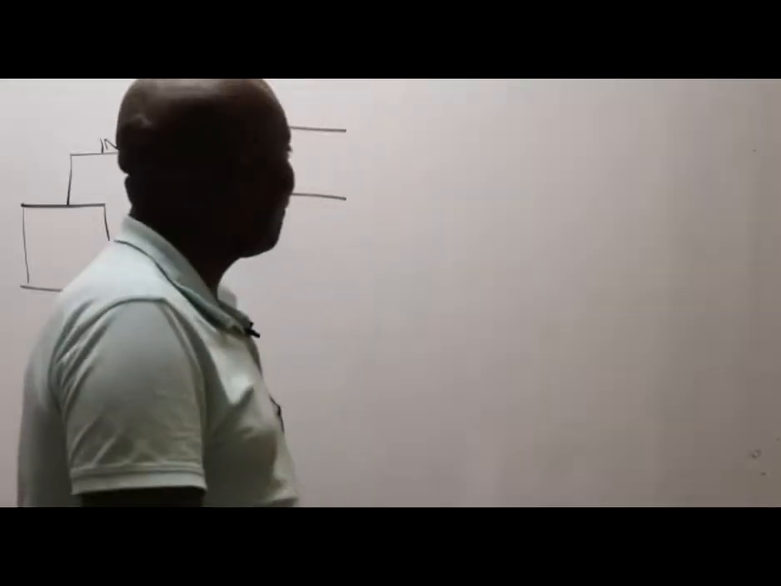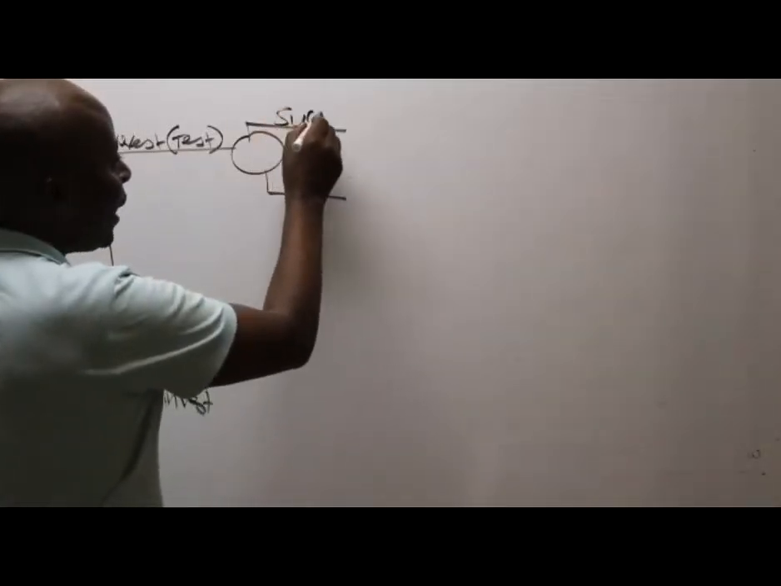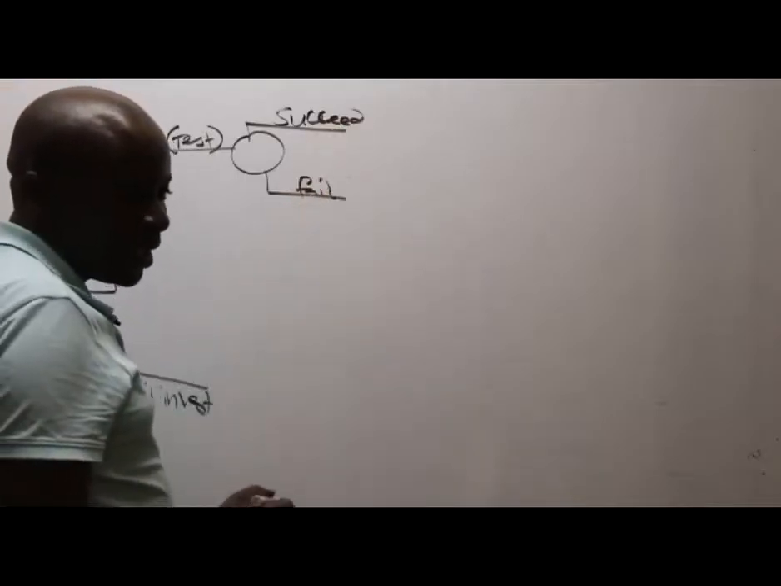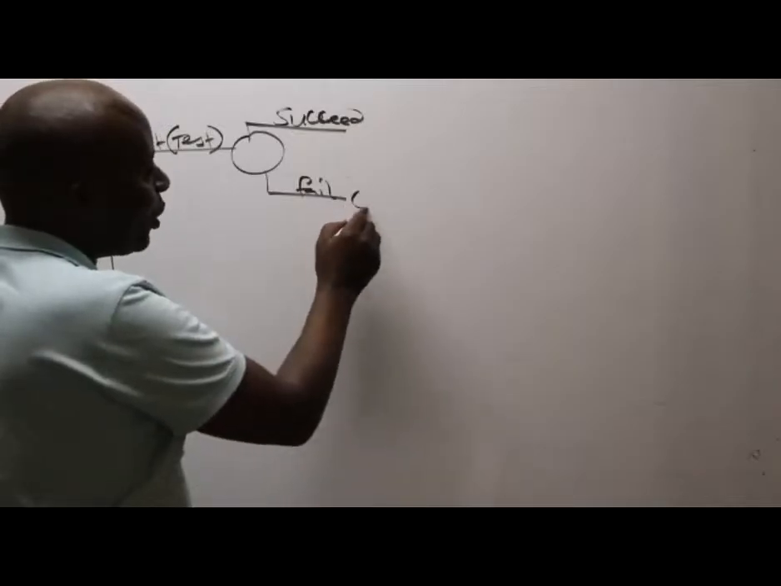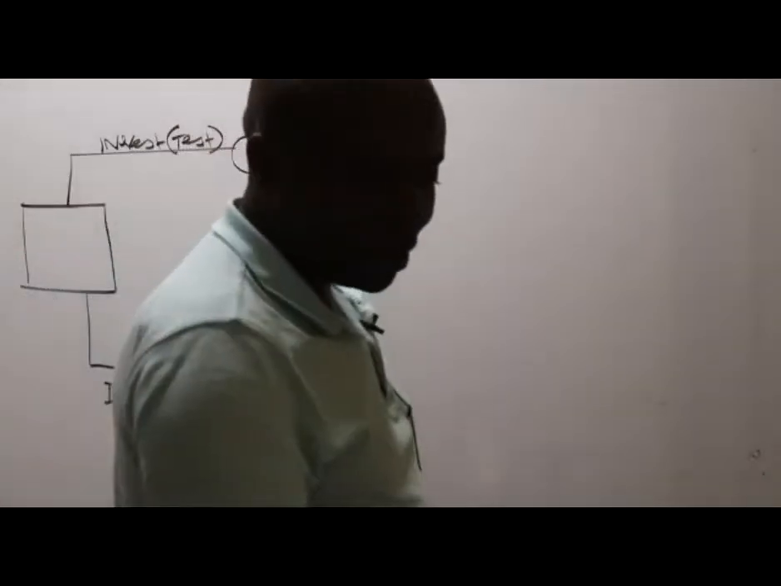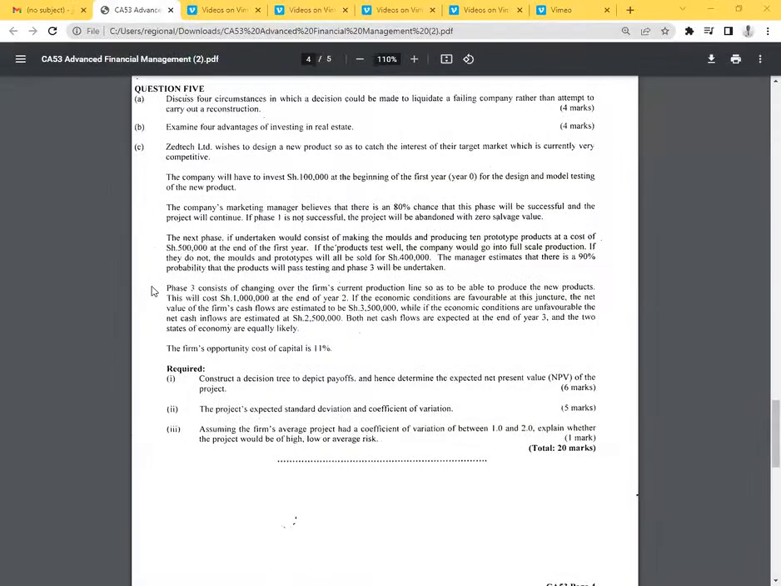So listen to me very well. This test, we could either succeed or fail. And if we fail, what have they told us? That we shall be able to sell them without realizing anything much. We're not going to realize anything whatsoever. That's what they've told us: that the marketing manager believes that there is an 80% chance that this phase will be successful and the project will continue. If phase one is not successful, then the project will be scrapped or abandoned with zero salvage value. So we have got 80% and 20%.